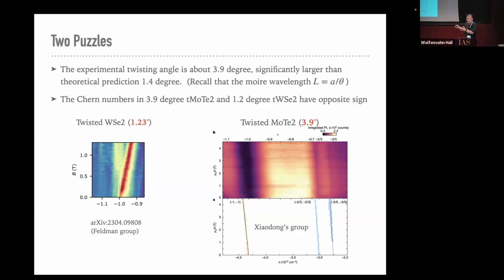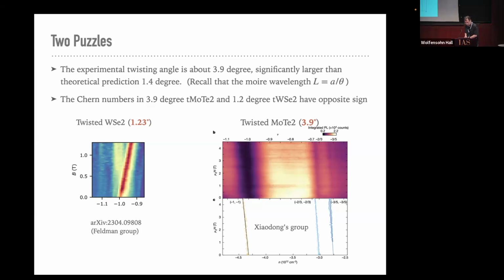So why do they have different sign? But what we notice is that, I don't know how those guys did it, they actually did it at a twist angle of 1.23 degree. It's very hard to make a sample, I know. So then Xiao sample is at a 3.9 degree. Which makes us think maybe this difference is not due to the different material, but it's really due to different twist angle. So with all these motivations, we started looking at this more carefully.